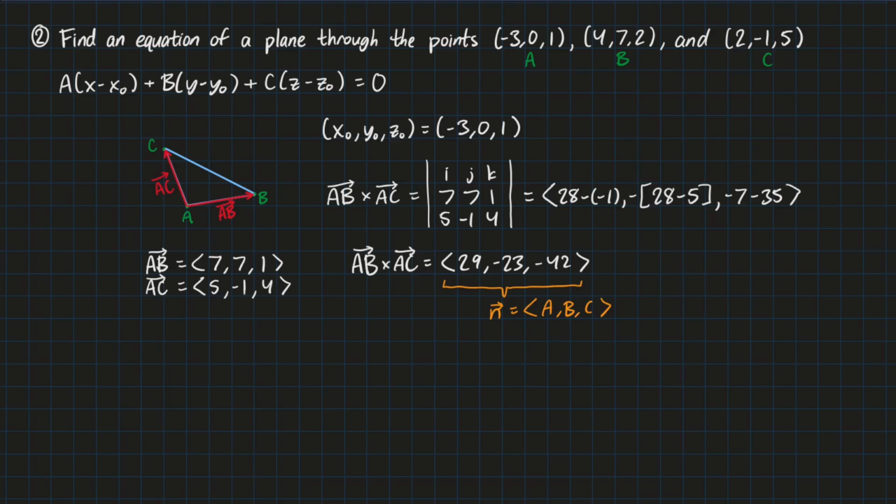Plugging a, b, c, x naught, y naught, and z naught into the plane equation, we will have 29 times (x, minus negative, or plus 3), minus 23 times (y minus 0, or just y), minus 42 times (z minus 1), equals 0. And this is the equation of a plane given those 3 points.